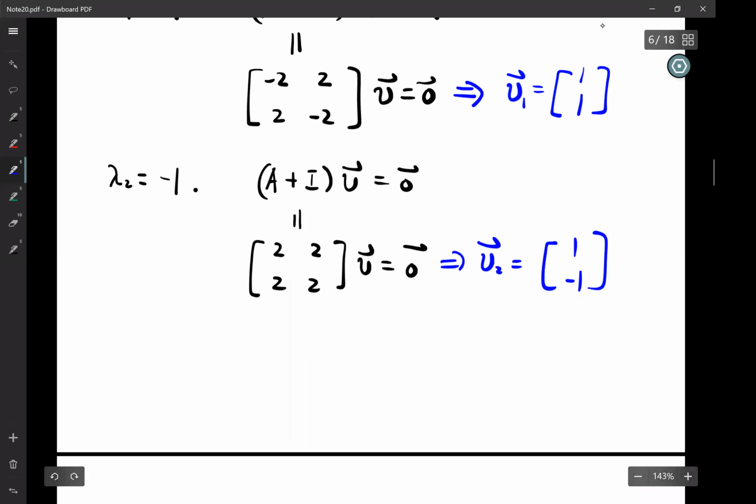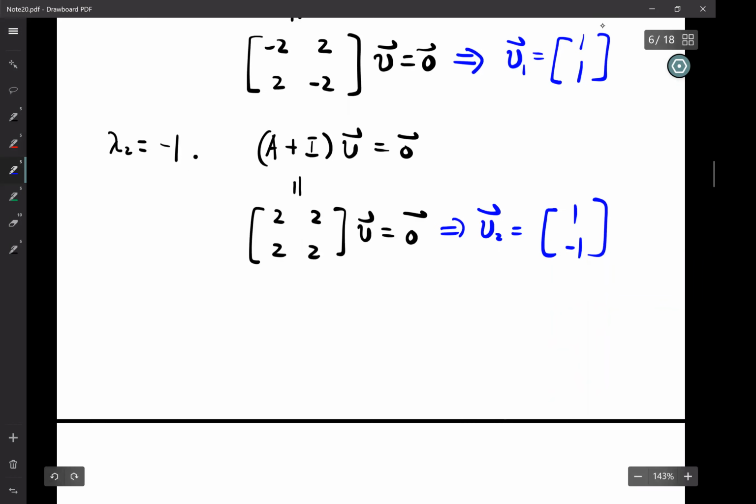Okay, quick question. Yes. So would you say that the number of eigenvalues will always equal the number of eigenvectors? Okay, so the question is whether the number of eigenvalues will always equal the number of eigenvectors. That's a very good question. Let's just ask it now.